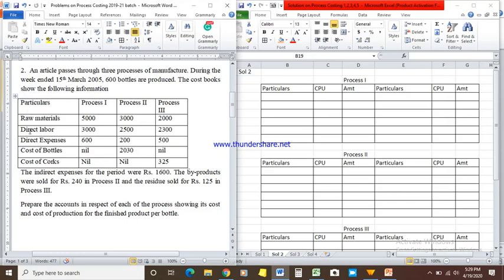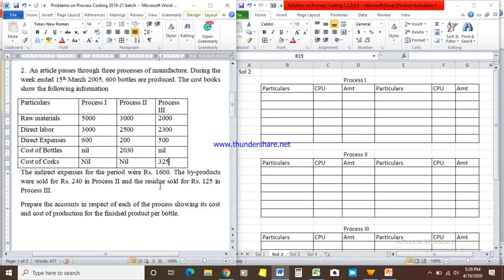That is the raw materials, direct labor, direct expenses, cost of bottles, cost of corks. Since we are manufacturing the bottles, at what particular stage the cost of bottles as indirect material is incurred is given, and the corks, in order to fill up that particular top nozzle, when that is introduced is mentioned in different processes. The indirect expense for the period was 1600. The byproduct was sold for 240 in process 2 and the residue was sold for 125 in process 3.